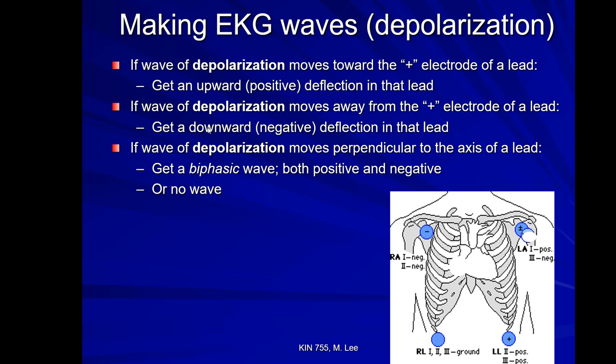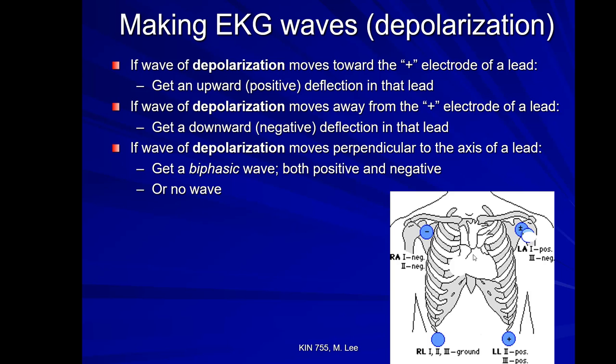And on the other hand, if the wave of depolarization moves away from the positive electrode of a lead, you get a downward deflection on that lead. So in other words, if for some reason, which wouldn't be normal, the electrical activity was going in this direction towards the negative end of that lead, on the EKG paper you would actually get a downward deflection. So that's what gives us the waveforms on an EKG. It has to do with the direction of that depolarization, which way it's going, relative to the axis of that lead, and whether it's going towards the positive end of that lead or towards the negative end.